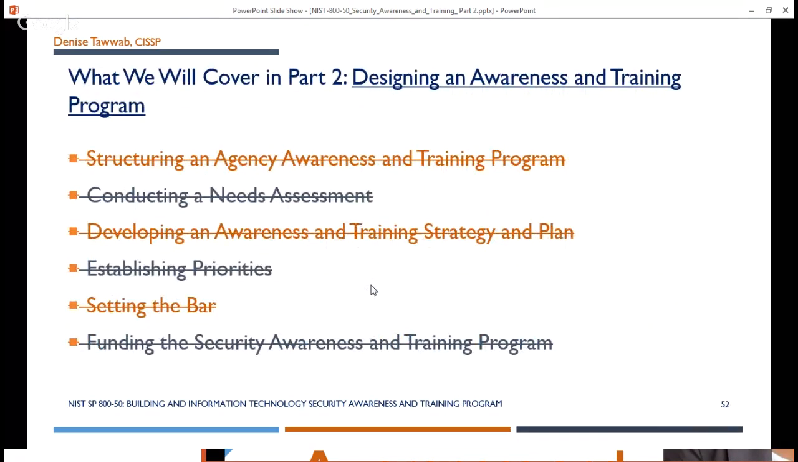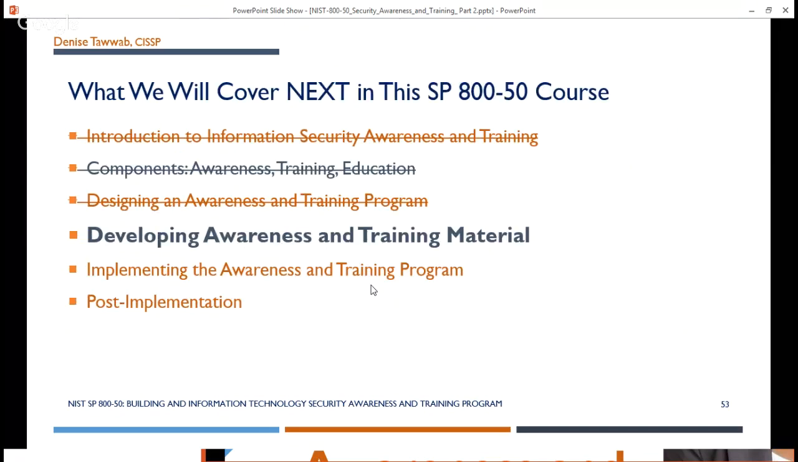And so that is how you design an awareness and training program. And in this section, we covered how to structure an awareness and training program, how to conduct a needs assessment, how to develop an awareness and training strategy and plan, how to establish priorities, how to set the bar as to level of complexity, and how to achieve funding for your security awareness and training program. In the next video, we will talk about developing awareness and training material.